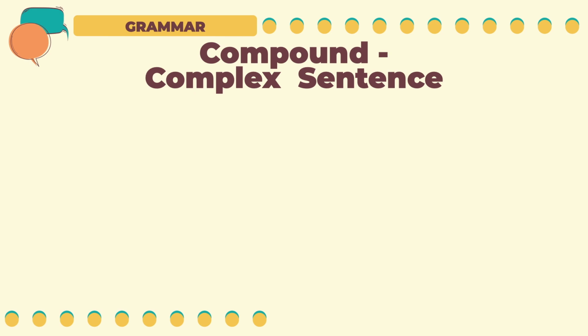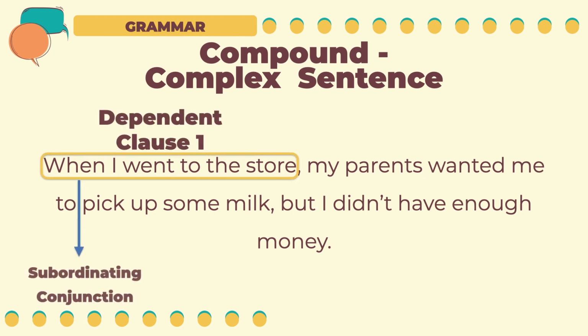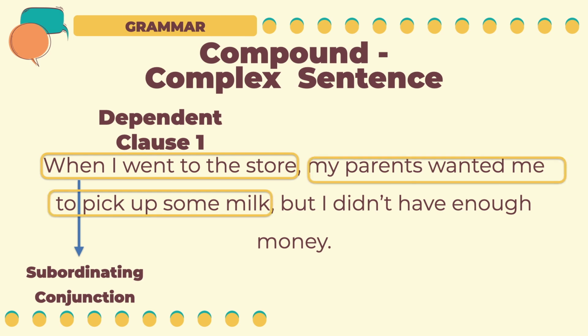Last example sentence. When I went to the store, my parents wanted me to pick up some milk, but I didn't have enough money. When I went to the store is a dependent clause because it starts with the subordinating conjunction when. My parents wanted to pick up some milk is an independent clause as it has a complete thought and it is not starting with any conjunction.